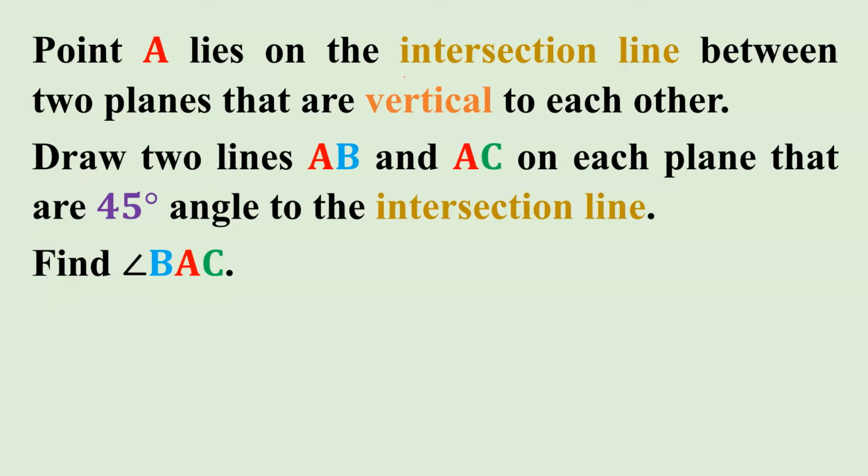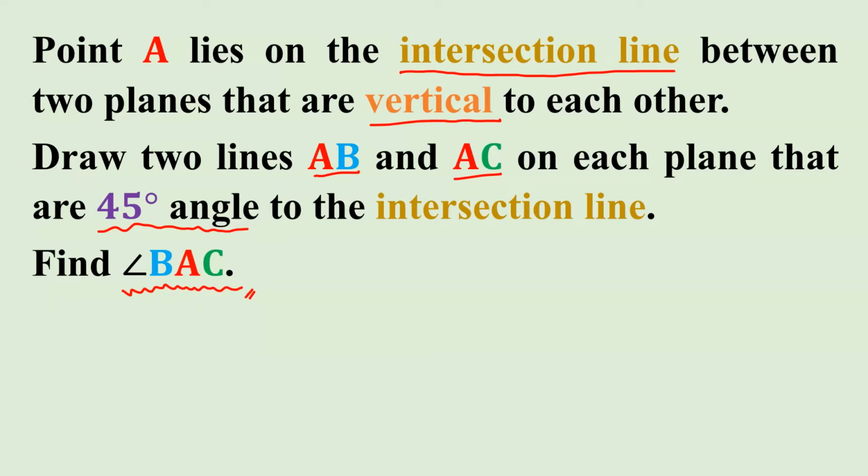I'm going to read the problem first. Point A lies on the intersection line between two planes that are vertical to each other. Draw two lines AB and AC on each plane that are at a 45 degree angle to the intersection line. Under this condition, find the angle BAC.